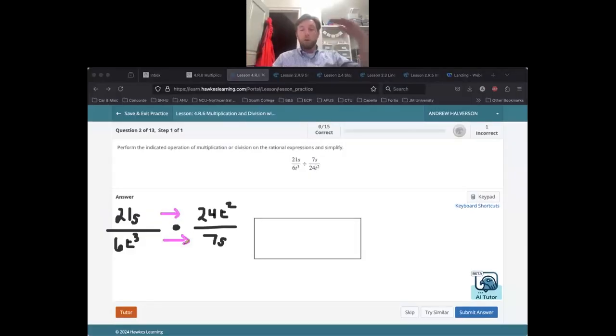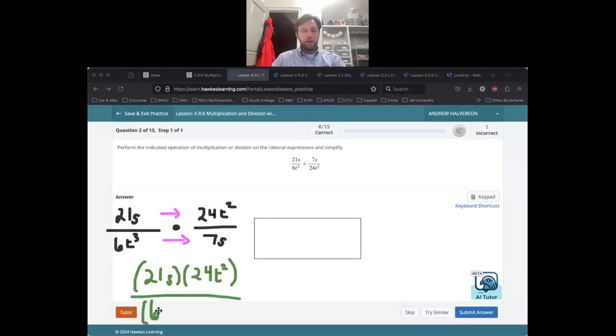So remember, you multiply straight across. That's how you multiply fractions. And so what does that give us? Let's just write it as 21s times 24t to the second, all that over 6t to the third times 7s. Can we do any canceling?